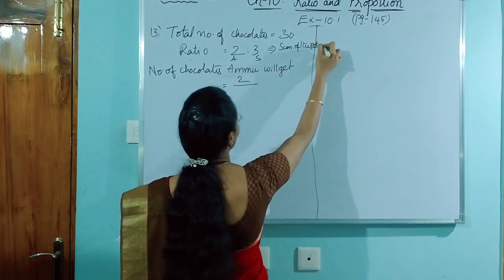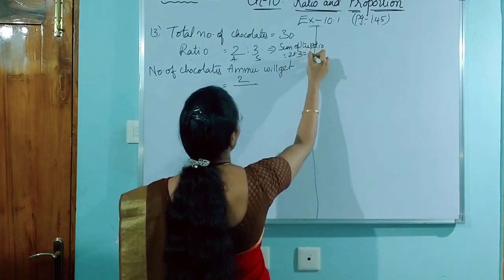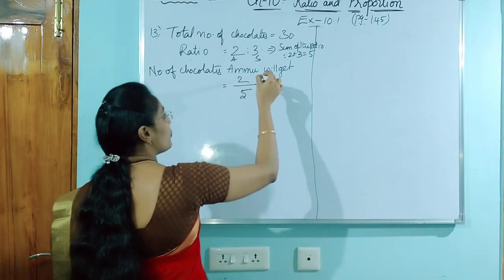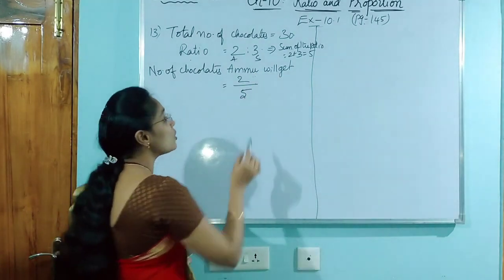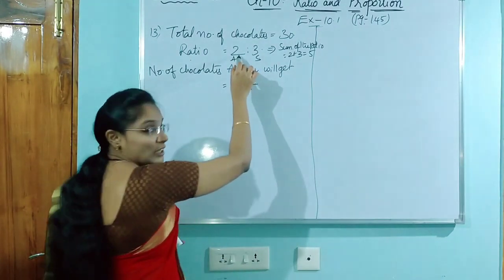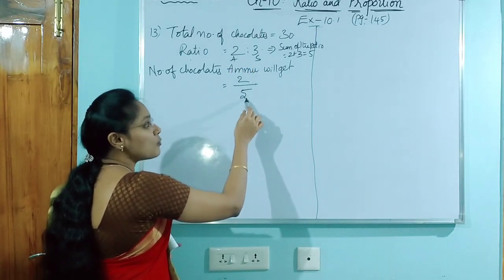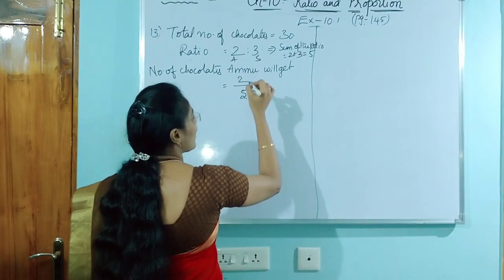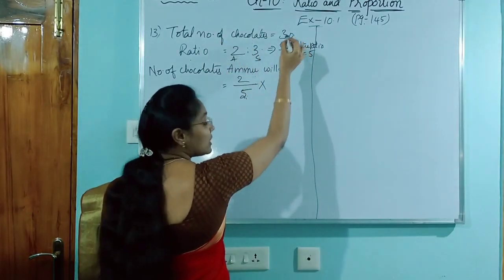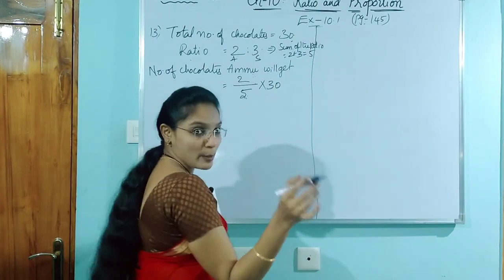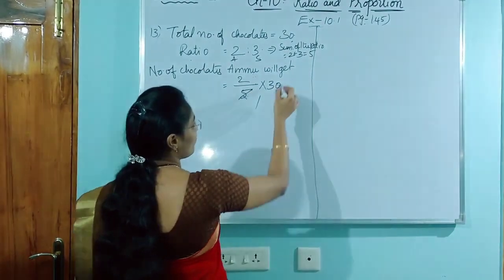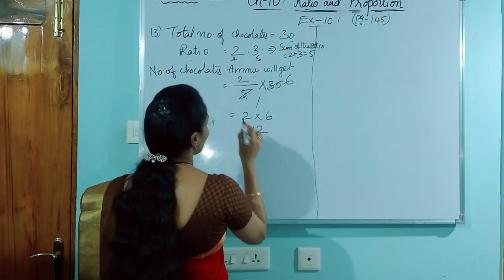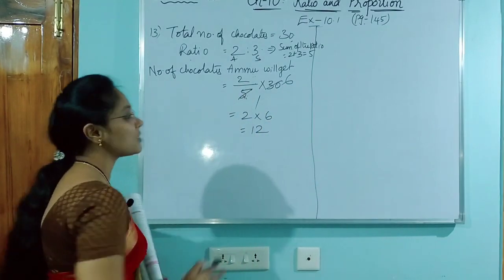Sum of the ratio, so 2 plus 3 which is 5, by 5. Okay, so Ammu will get how many chocolates we are going to find out. Ammu's term in the ratio as a numerator, sum of the ratio terms as a denominator. Multiply that fraction by the data. Data is what? 30 chocolates. Am I clear? So cross cancellation, 5 ones are 5, 5 sixes are 30. So 2 into 6, 2 sixes are 12. Ammu will get 12 chocolates out of 30.